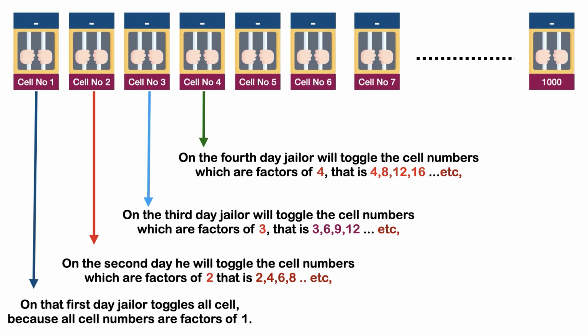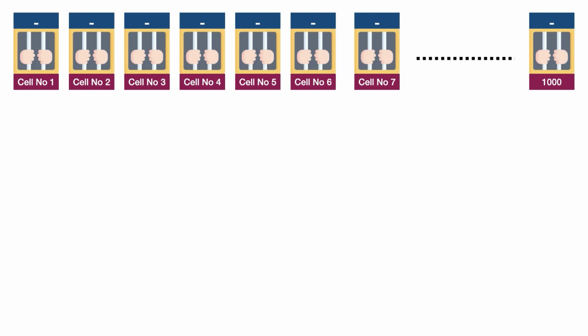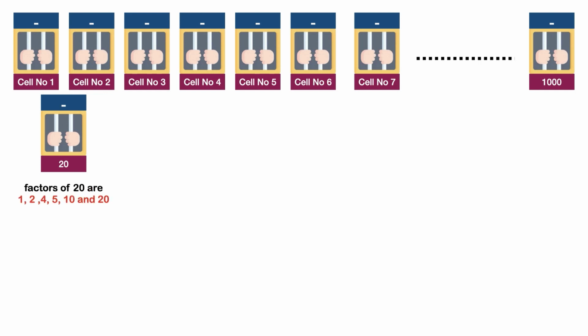A cell gets toggled as many times as the number of divisors it has. Now consider some random number. For example, let's take cell number 20. Let's see on which days this cell is toggled. How to find it? This is simple. Just find the factors of the cell number and those are the days that cell will be toggled. Factors of 20 are 1, 2, 4, 5, 10 and 20. Hence it gets toggled on days 1, 2, 4, 5, 10 and 20.